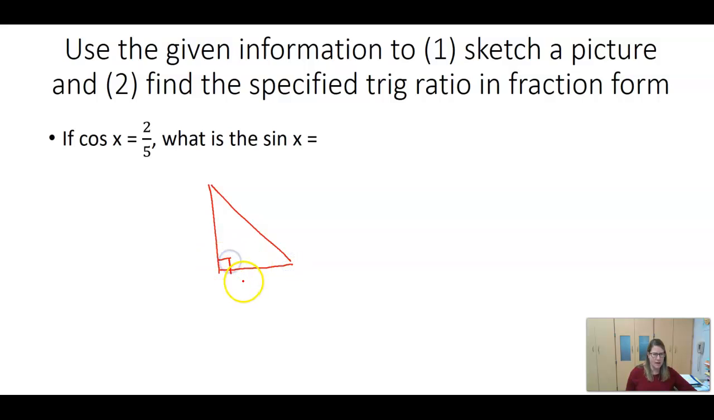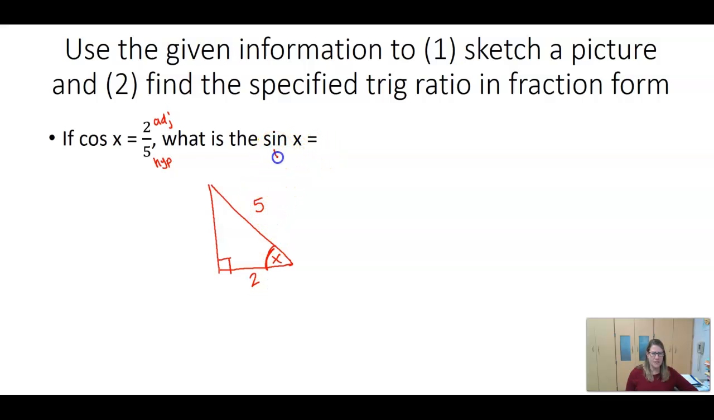There's the 90-degree angle. I know that x is one of the angles, and it doesn't really matter which one is x as long as I label it and stick with one. So I'm going to call this angle x. Here's angle x, and I know that cosine of x is equal to the adjacent side over the hypotenuse. So on my diagram, I'm going to put that the adjacent side is 2 and that the hypotenuse is 5.